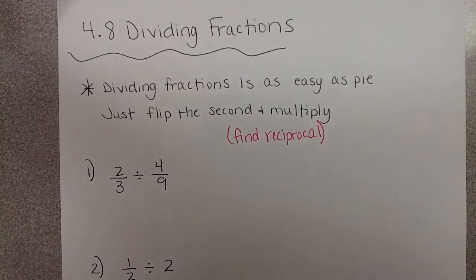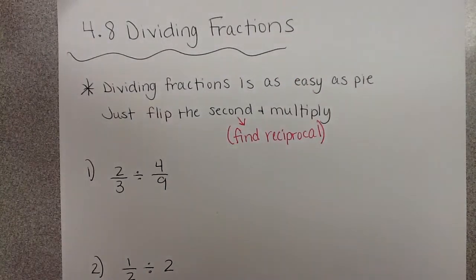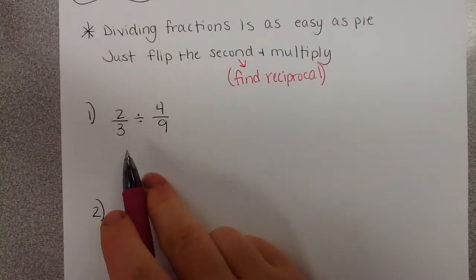When you flip the second, that's finding the reciprocal. Okay? So dividing fractions is as easy as pi. Just flip the second and multiply. Or just find the reciprocal and multiply. Okay? So let's use that to solve number 1.